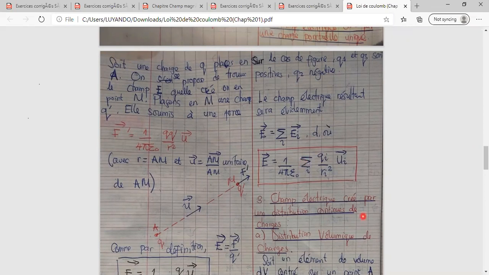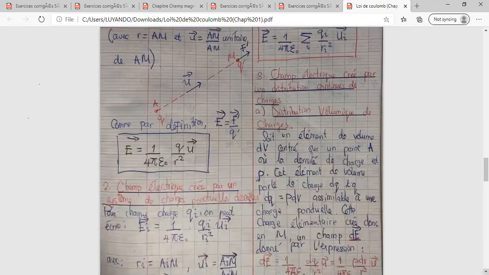Okay, so this is our E, our total E for Q1, Q2, Q3. The formula is telling us that we have to add all of them, so this is an addition, and then this will be our total field for all the 3 charges. So we move to champ électrique créé par une distribution continue de charge.